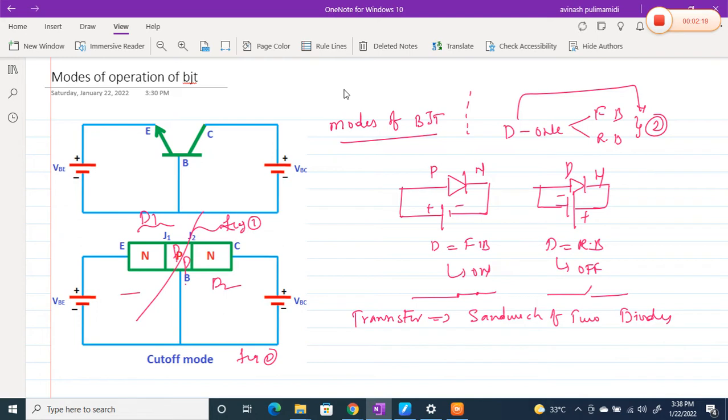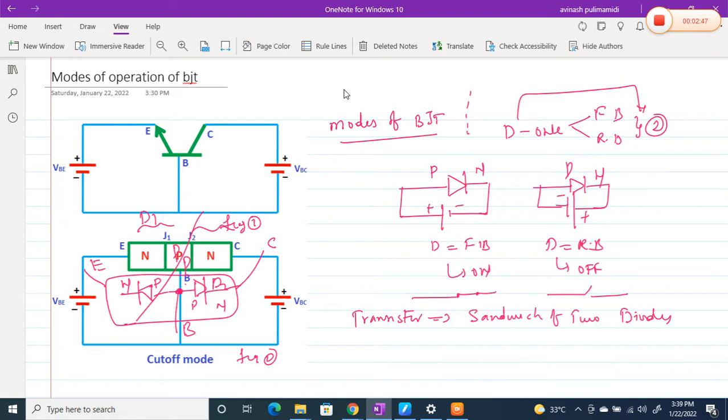How to represent this? NP: N will be represented by this, and P will be this one. In the same way, how to represent this PN? PN is like this. This is nothing but the transistor. This is the emitter terminal. The middle point is the base. This terminal is called the collector. Hope you understand this point.